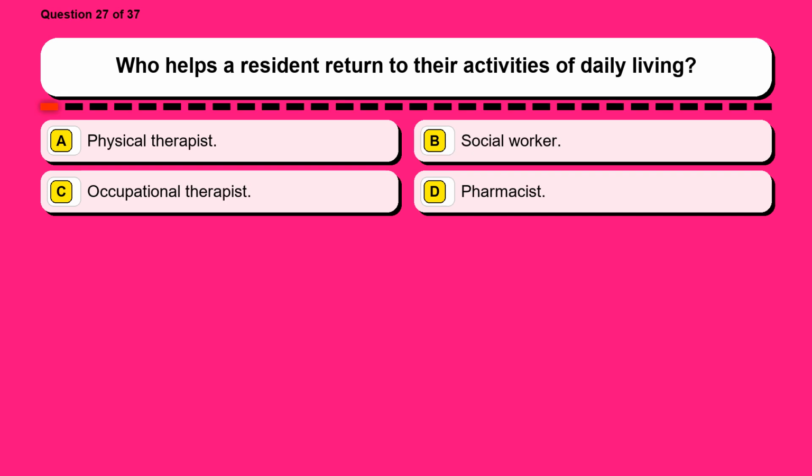Question 27. Who helps a resident return to their activities of daily living? Option A, a physical therapist. Option B, social worker. Option C, occupational therapist. Option D, pharmacist.